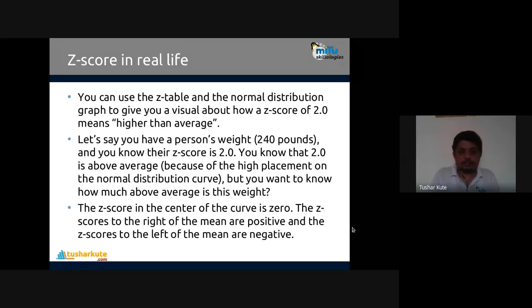So in real life, you can use a Z table and a normal distribution graph, which will give you a visual of what a Z score of 2.0 means above the average. Take an example: a person's weight is 240 pounds, and you know the Z score is 2.0. Now you know that 2.0 is above the average because of its high placement on the normal distribution curve. 2.0 is a somewhat higher value, but you want to know how much above the average this weight is, how much percentage above. That's the example that we have seen.